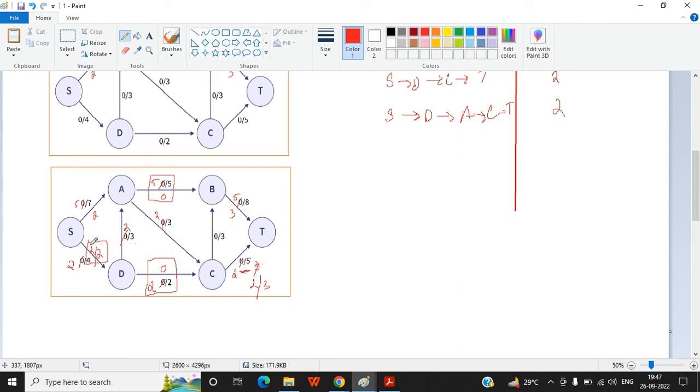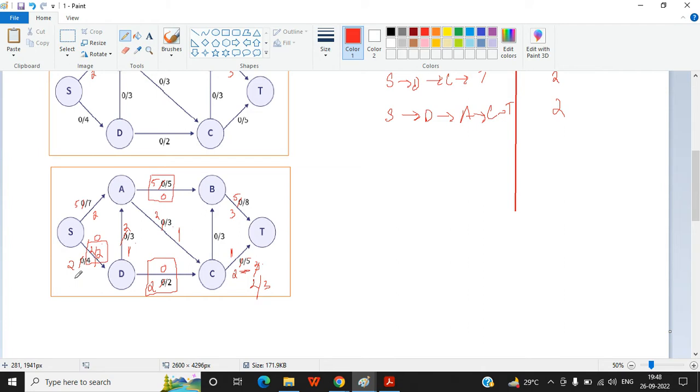Now you consider the residual capacity. So this becomes 0, 2 by 2, this becomes 0. This becomes 0, this is now 1. A to C is also 1, and this is also 1. And C to T, and D to A, D to C, A and T. Now what will be the next augmenting path? First you see, is there any augmenting path left? It is one. No.